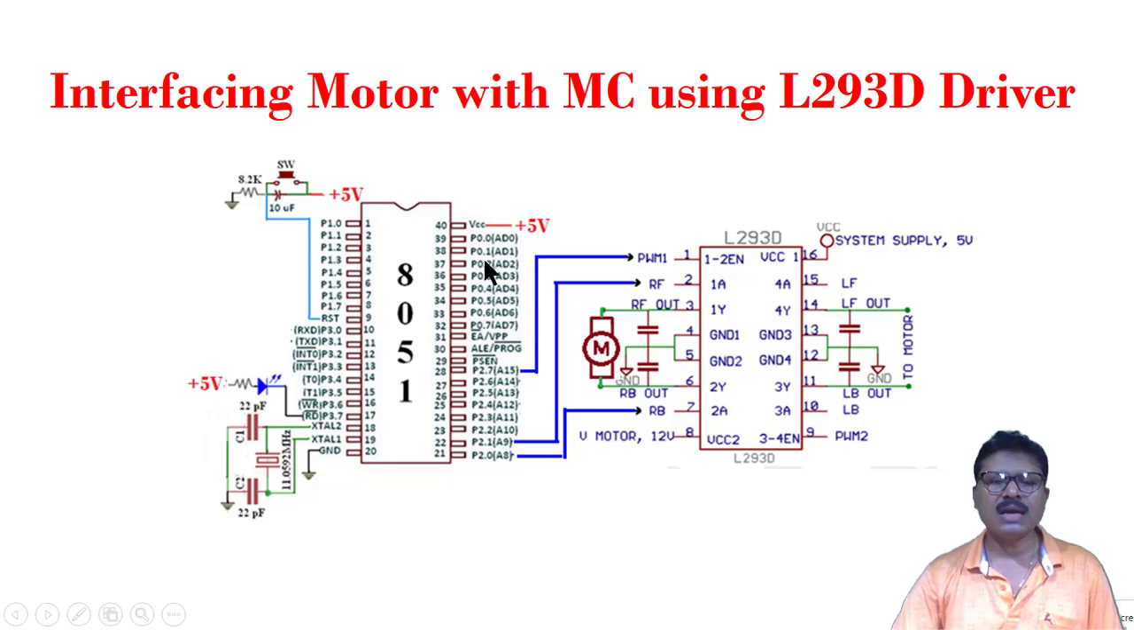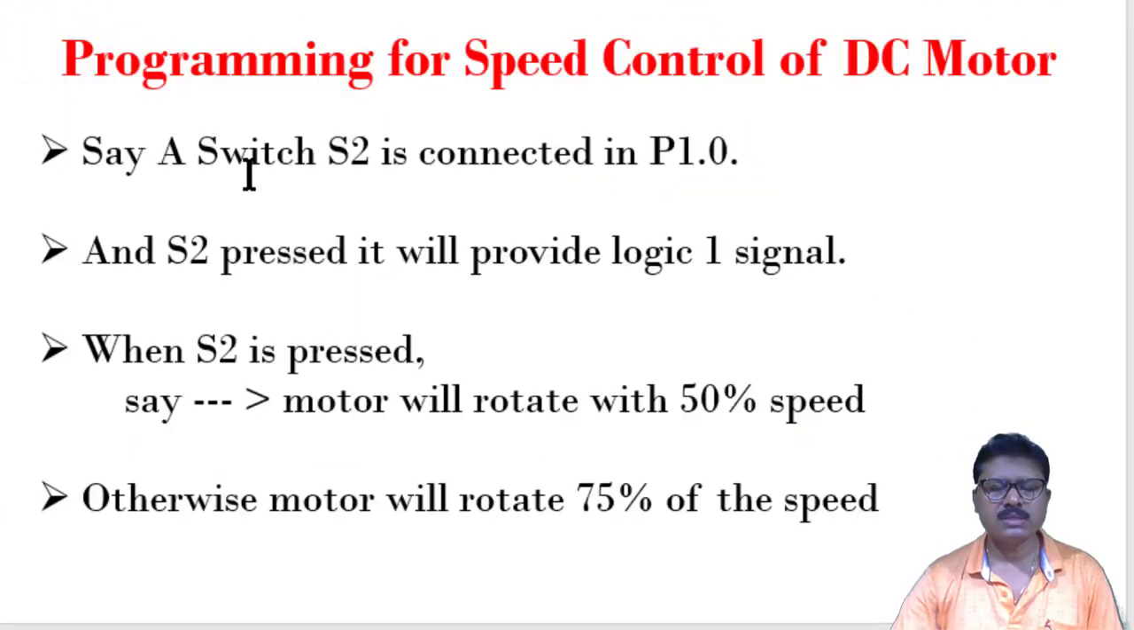The PWM signal will be connected with terminal number 1. So this is the hardware construction, or how the motors and the microcontrollers can be connected using the motor driver circuit. We are entering into the programming part. What is the sequence? For better understanding, we are considering that there is a switch which is connected with P1.0. If the switch is pressed, the motor will rotate with 50% speed. If the switch is not pressed, the motor will rotate with 75% speed.